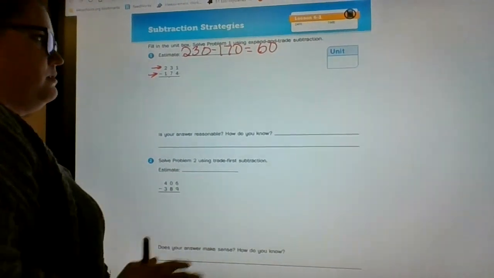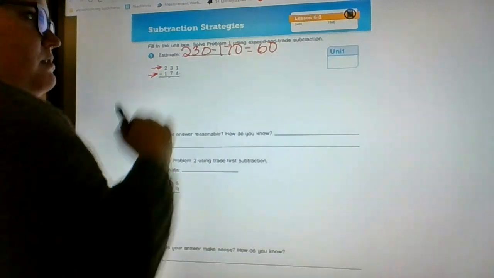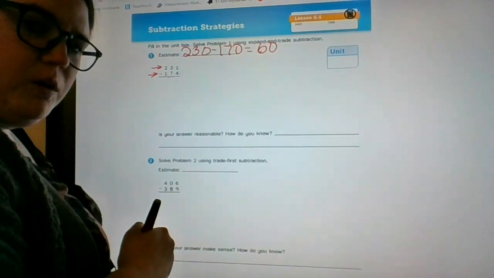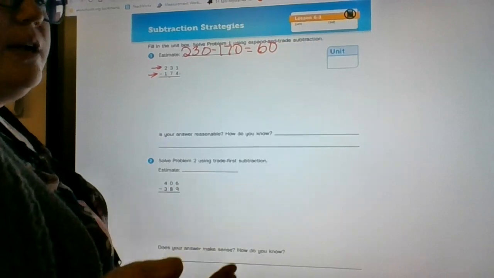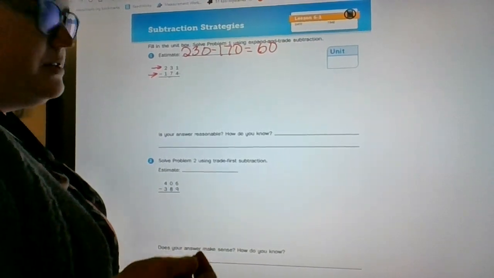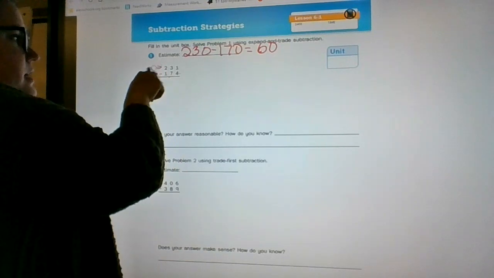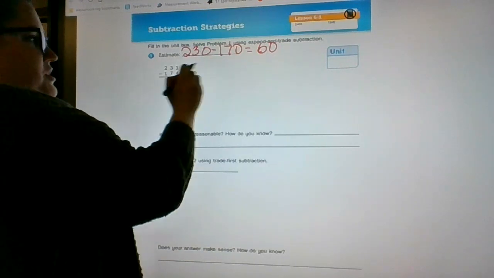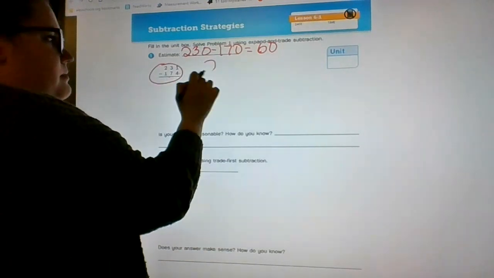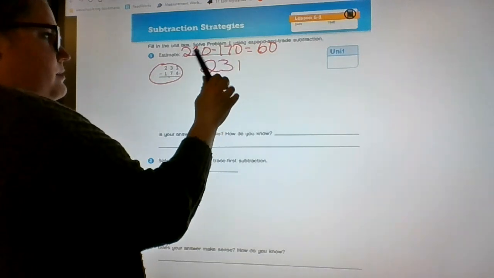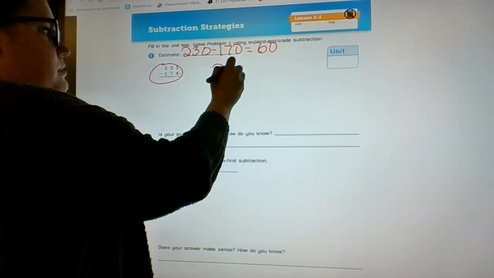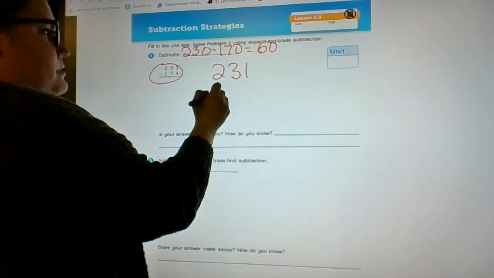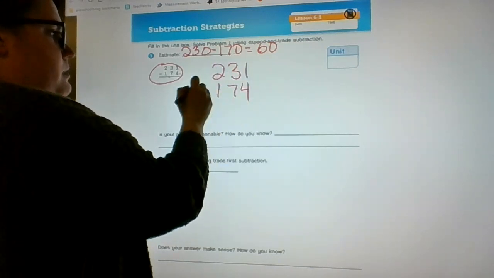Okay. So we do the estimate first. The estimate, remember, is going to help us to be able to check our work to say, oh yeah, our estimate's pretty close to our actual answer. Our answer must be correct or pretty close to correct. So now let's go ahead and do the actual problem. I'm going to just write the actual problem bigger, so it's a little easier for you to see at home.